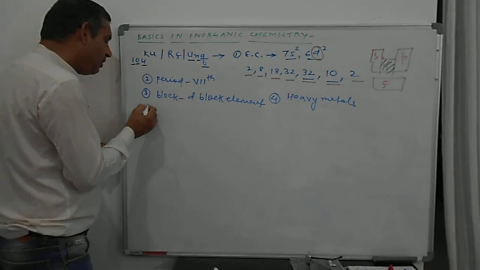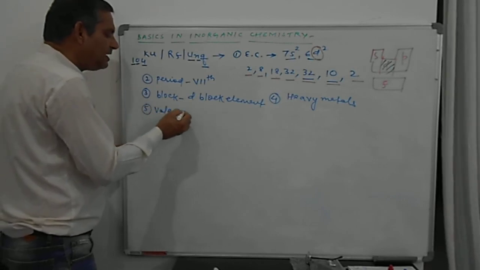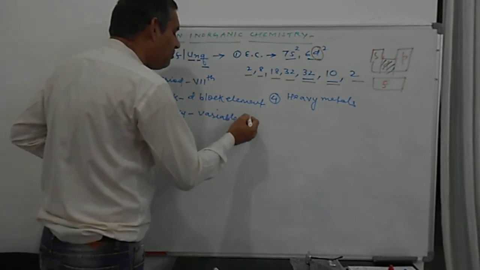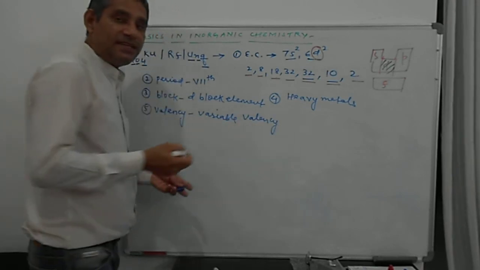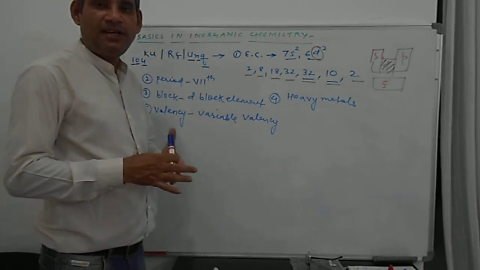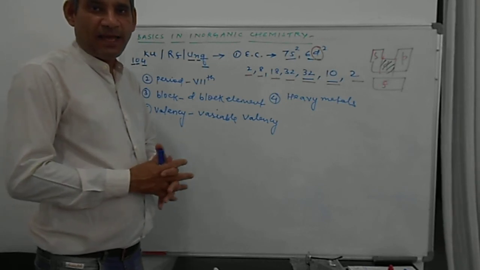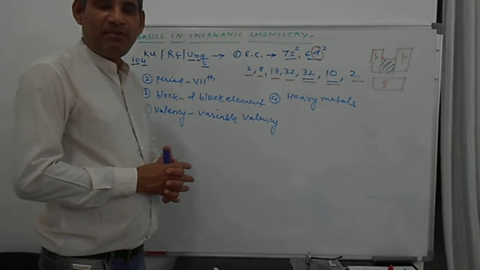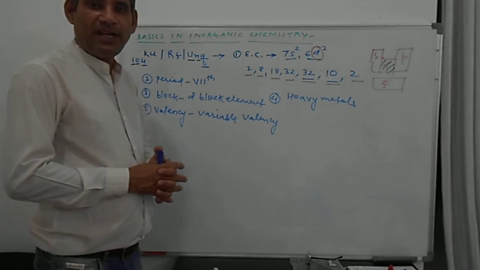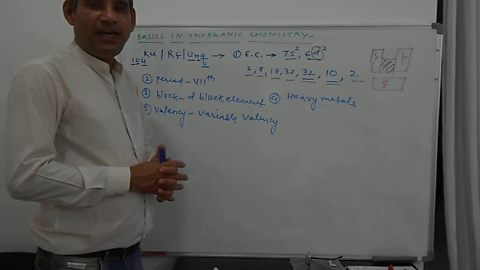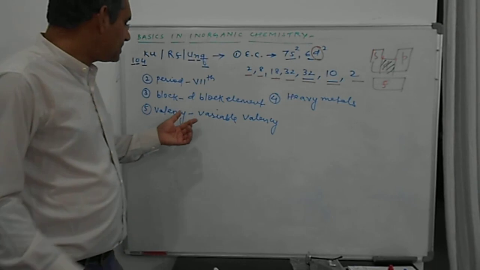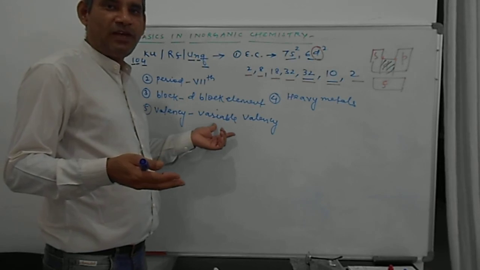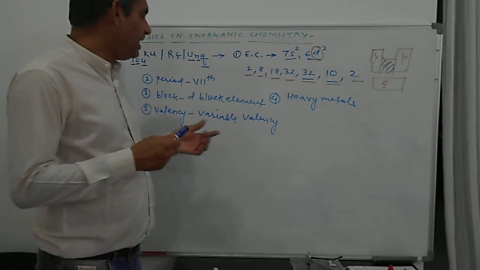What about the valency of D block elements? You know, the valency of D block elements is variable. Most of the D block elements show variable valency. Their valency is not fixed, not constant, not of one type. It can be of many types. For example, Fe has valency 2 and 3, Ag has valency 1 and 2, Cu has valency 1 and 2, Au has valency 1 and 3. So mostly D block elements show variable valency. S and P block elements show group valency. Their valency will only be of one type.